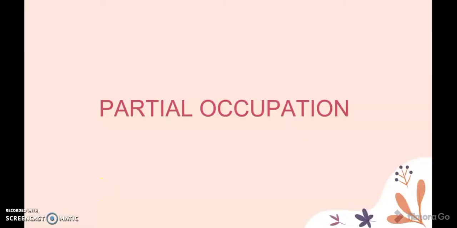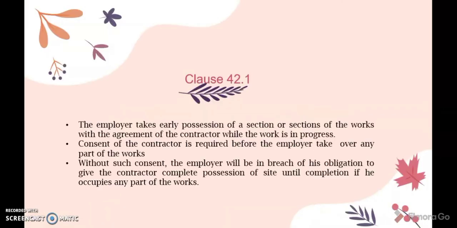Next slide is partial occupation based on PWD Form 203A 2010. Under clause 42.1, partial occupation happens when the employer takes early possession of a section or sections of the works with the agreement of the contractor while the work is in progress. The provision allows for any part of the completed works to be handed over to the employer before practical completion of the whole works. Consent of the contractor is required here before the employer takes over any part of the works.